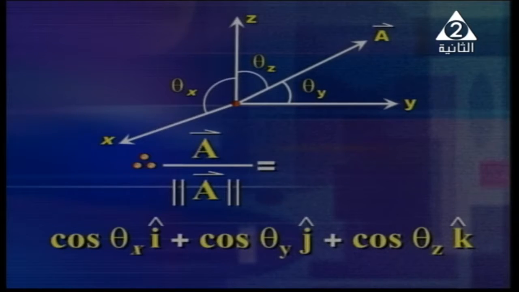Remember, dear student, we can express any vector in 3 dimensions in space as norm vector A multiplied by cosine theta x in direction i plus cosine theta y in direction j plus cosine theta z in direction k. When we find norm A by using this equation, we also divide the vector by cosine theta x plus cosine theta y plus cosine theta z.